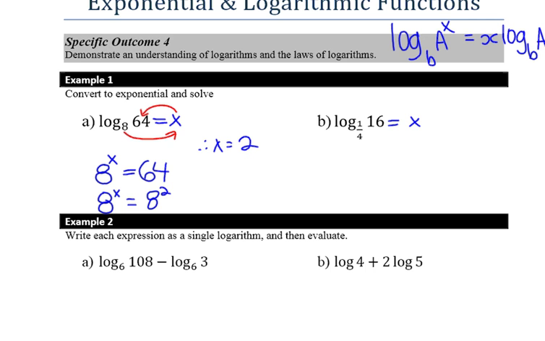So next guy, writing with exponential form, what's my base? 1/4 to the power of x equals 16. Okay, so we want to make the same base. Where could we start? Where might you start? What could you do to 16? Base 4? Sure. So we start with 1/4 to the power of x equals 4 to the power of 2.